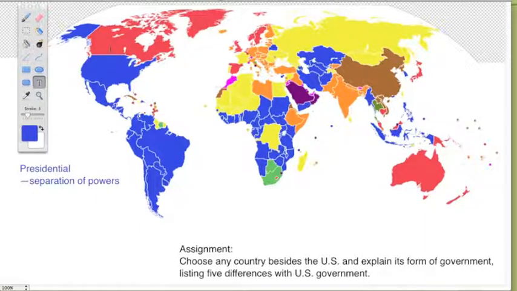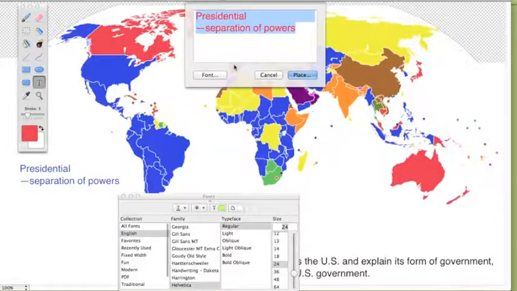Take a look at our neighbor, Canada. Is there a president of Canada or a president of the United Kingdom? Heck no, there never has been and may never be. Instead, these countries have what's called a parliamentary system. So they have a parliament, which is their legislative branch, but instead of having a separation of powers, these countries have a fusion of powers.